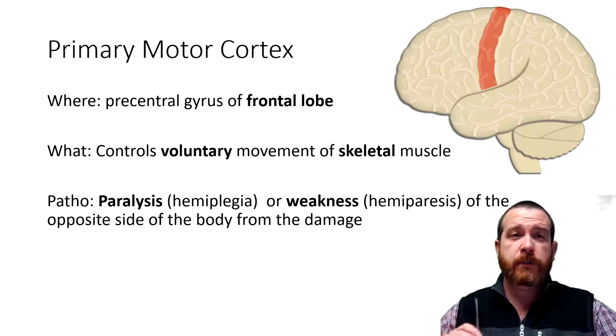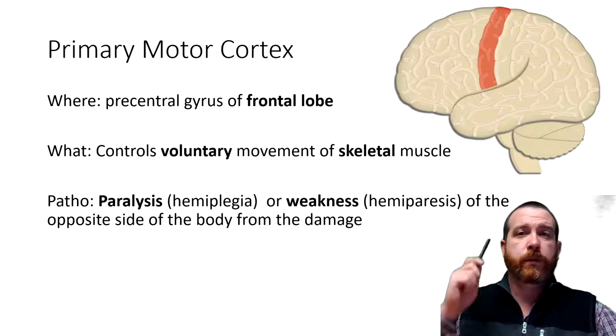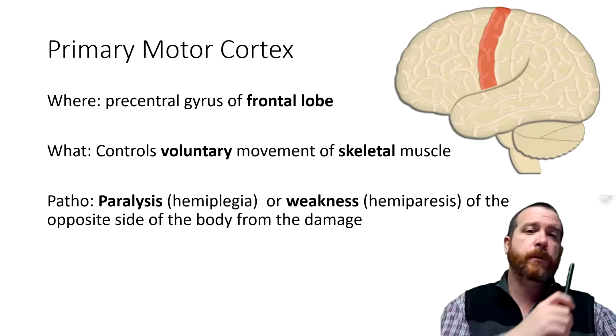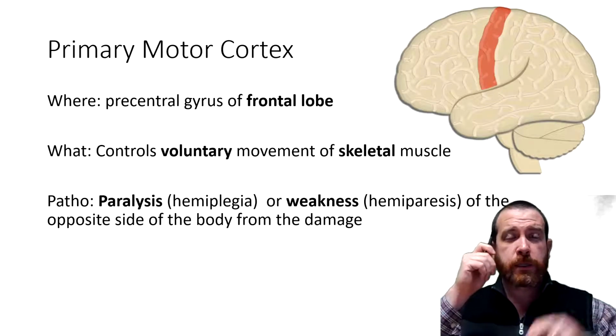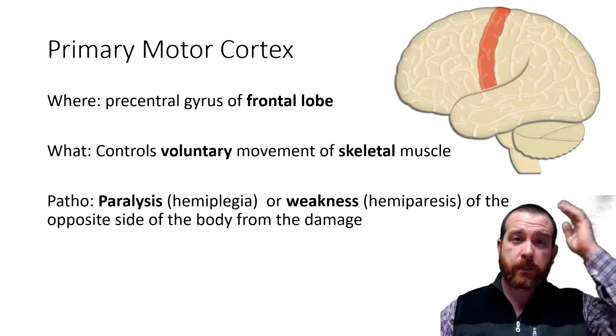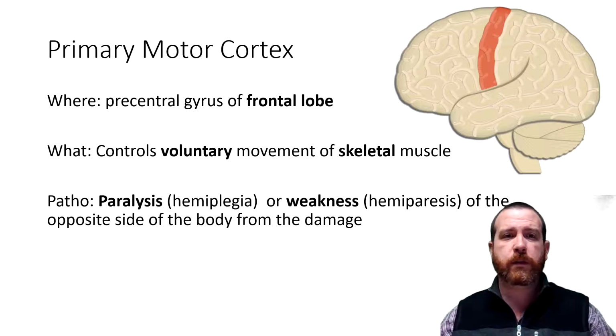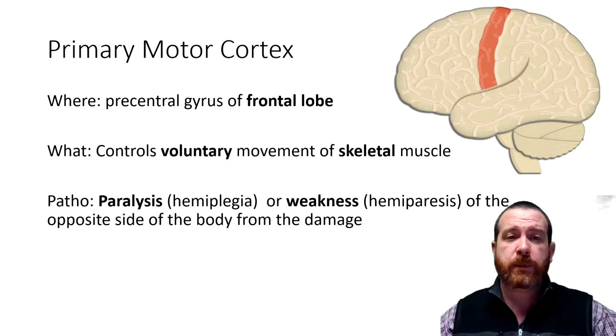If I have damage in the primary motor cortex, well, then that damage is going to erupt on the opposite side of the body, because the right side of my brain is actually controlling my left hand. My left side of my brain is controlling my right hand. So this is why we're talking about the opposite side.